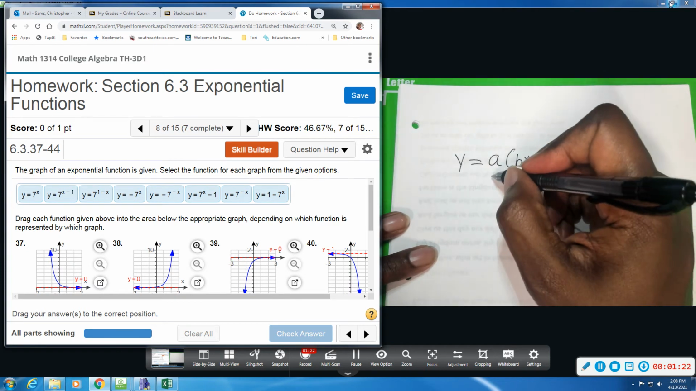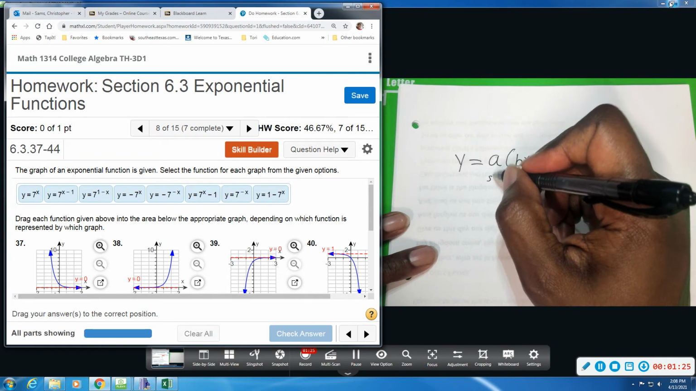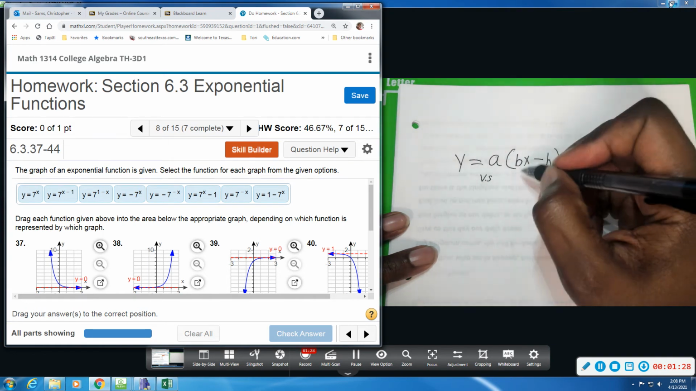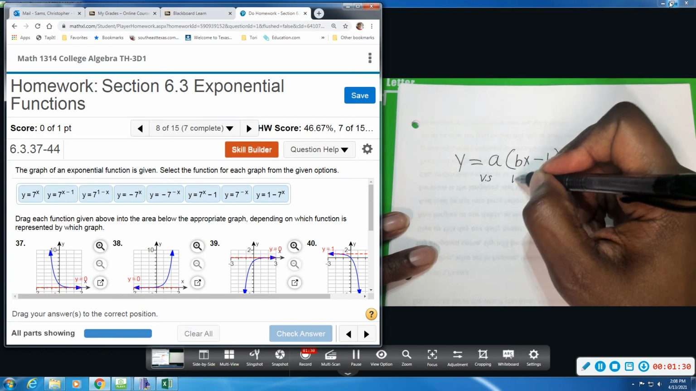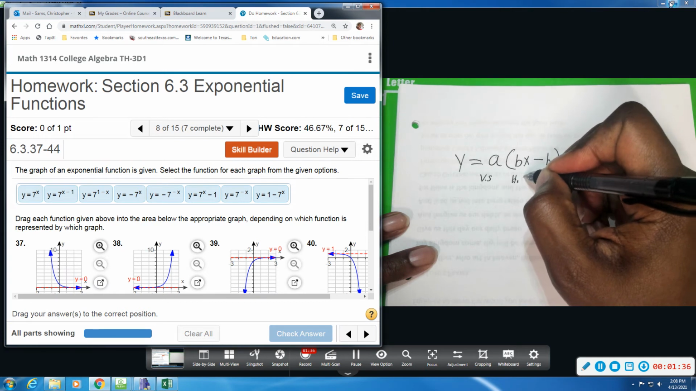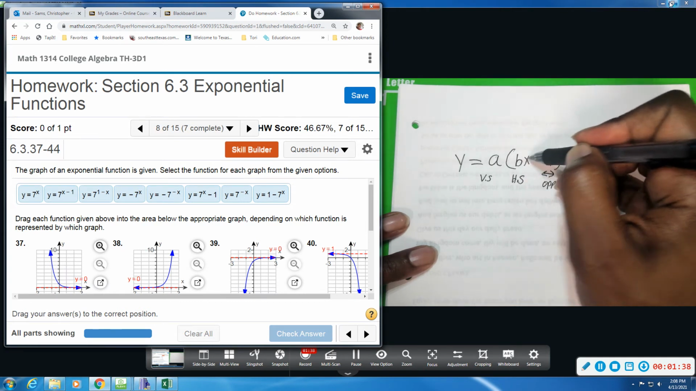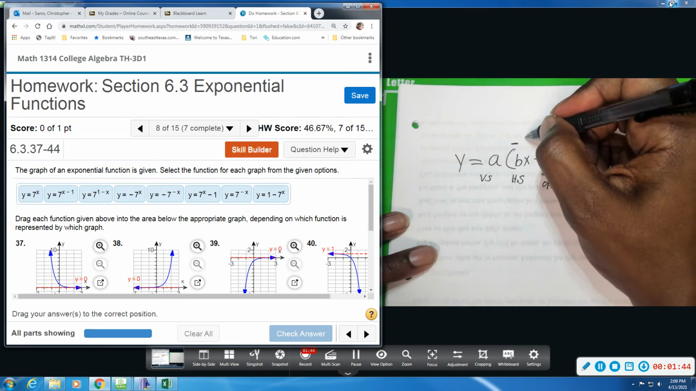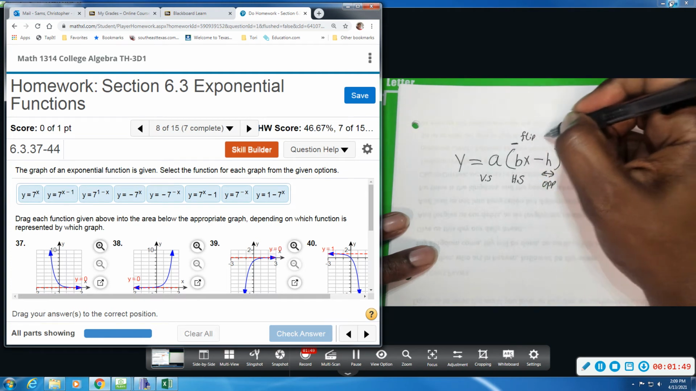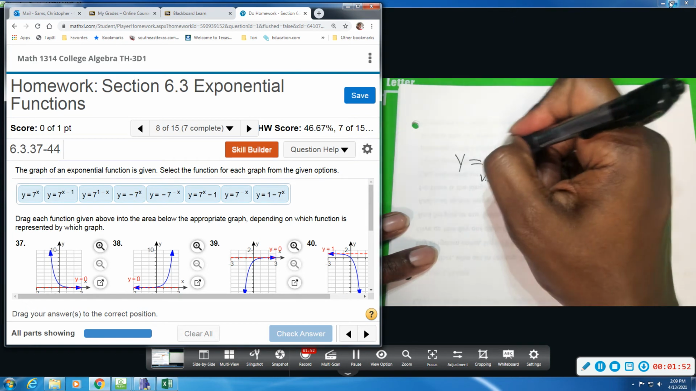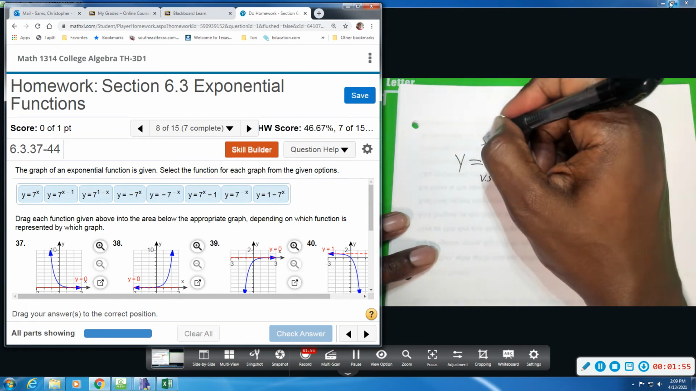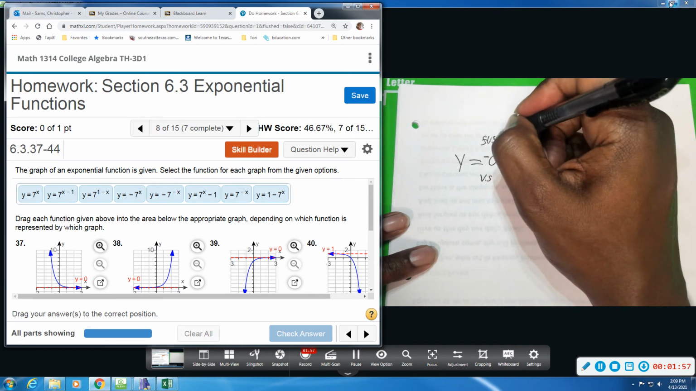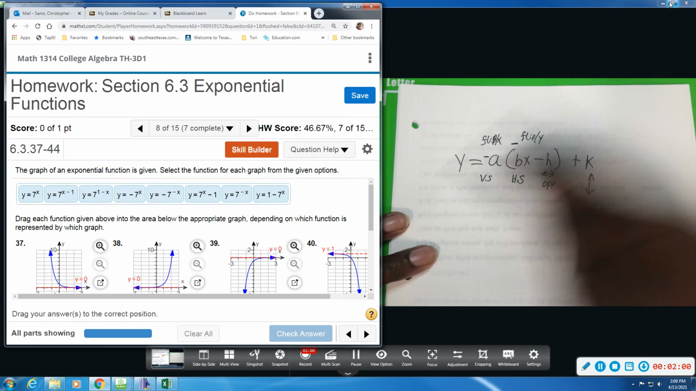This would stretch, vertical stretch or compression, I'm going to just say VS, and this would be a horizontal stretch or compression. And this also did opposite. I'm going to say HS. Now, if this term was negative, it would flip across the y-axis, and I'll just say y. And if this term out front was negative, this would flip across the x-axis. Okay, so you might have flips.